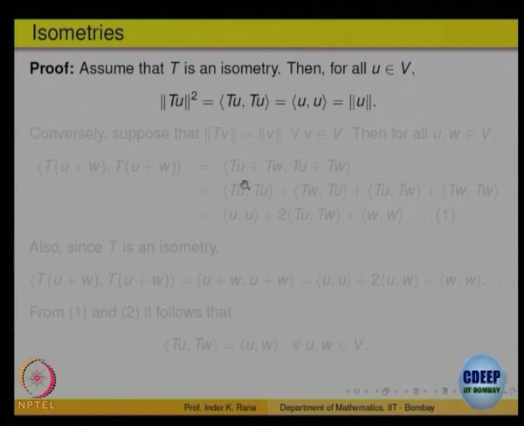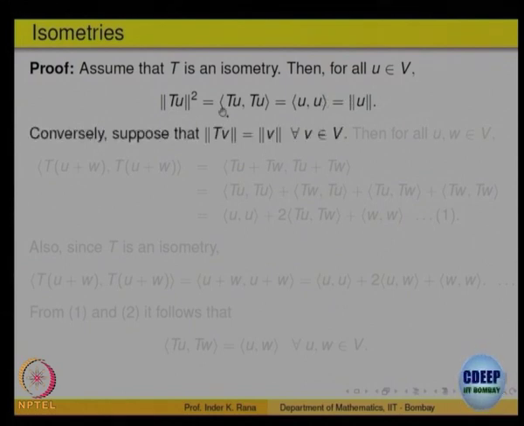Let us say first T is an isometry, that means it preserves inner product. Then look at the norm of Tu squared. By definition it is the inner product of Tu with Tu, but T preserves inner product, so that is the same as the inner product of U with U, which is the norm of U squared. So, if T preserves inner product, then it also preserves the distance, the magnitude. So, that is one way.